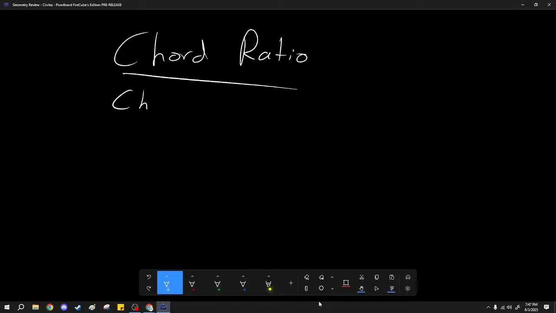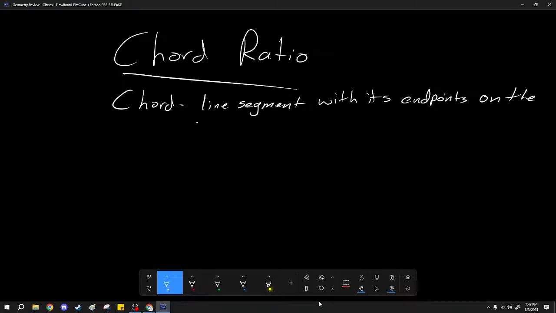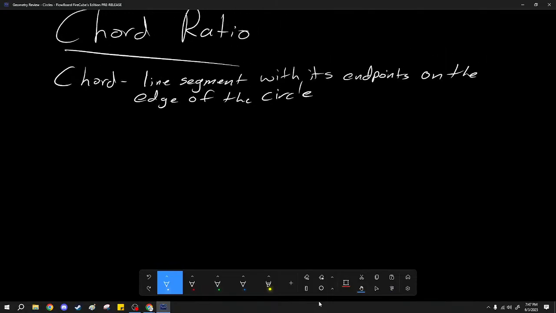So once again, I'll just put a definition. A chord is a line segment with its endpoints on the edge of the circle. So we have one case. In our class, we had multiple cases, three. But we're only going to go over the one that's going to be on the final.